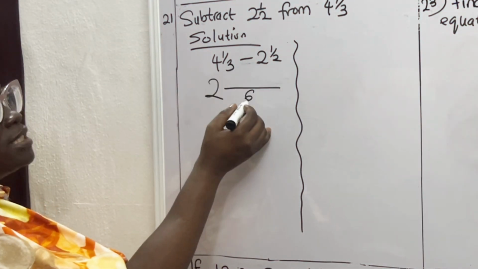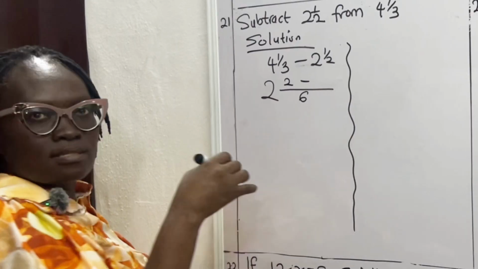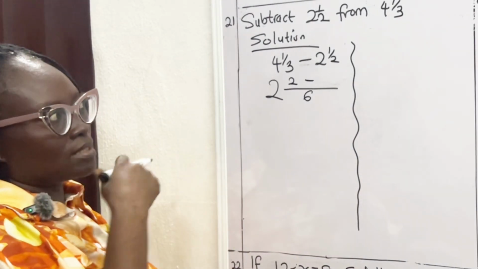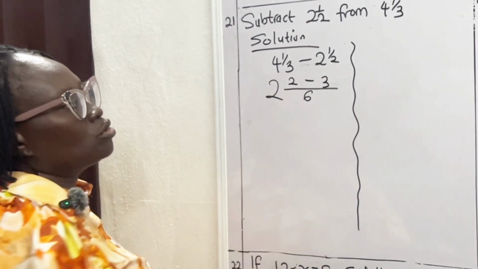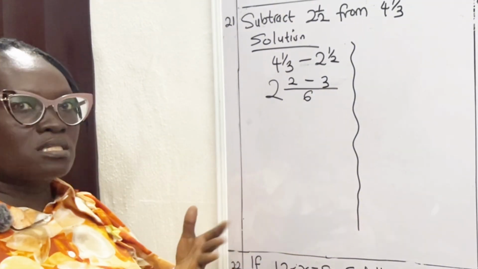Okay, so 3 in 6 is what? 2. 2 times 1 is 2. Then 2 in 6. How many 2's can you get in 6? That's 3. 3 times 1, 3. So you have 2 minus 3. Can you do 2 minus 3? No, because 2 is lesser than 3.